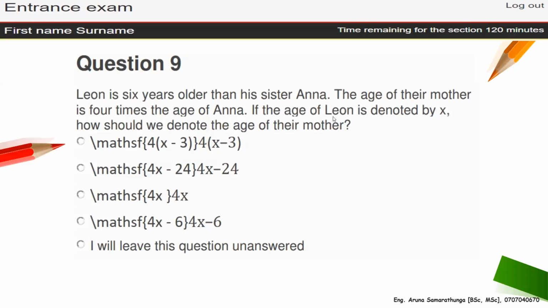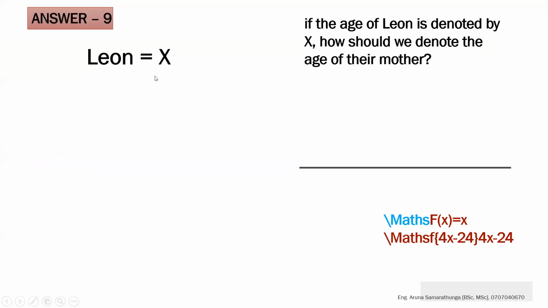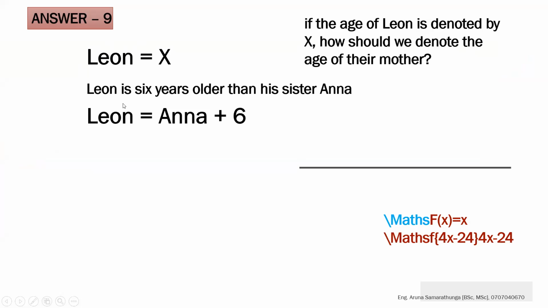If the age of Leon is denoted by x, how should we denote the age of their mother? Okay, let's go to the question. They asked to take Leon's age as x. So the age of Leon is denoted by x. Let's see. Leon is 6 years older than his sister Anna. This is the statement they gave.